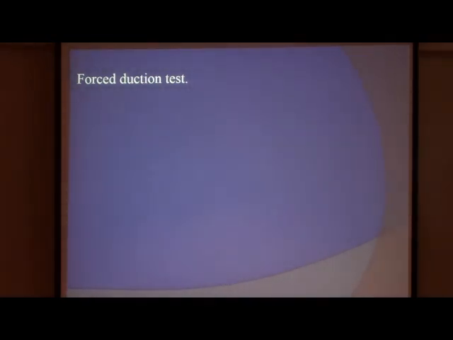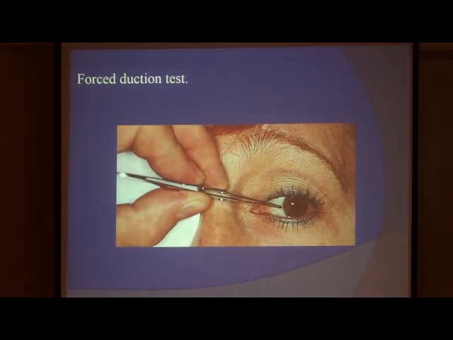Force reduction test with topical anesthesia. You can grasp with a tooth at the limbal conjunctiva, stretching. Now we are examining if there is any tightness of the medial rectus. We resist passive abduction.